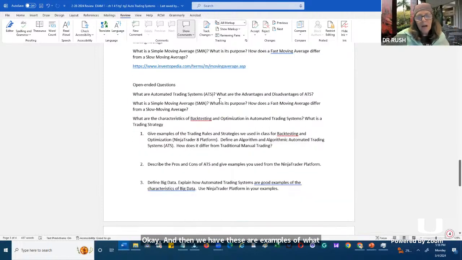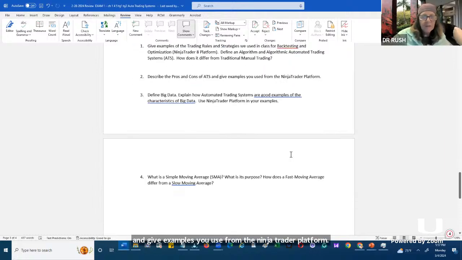What are automated trading systems? What are the advantages and disadvantages? What is a simple moving average? What is its purpose? What are the characteristics of backtesting and optimization in automated trading systems? Give examples of trading rules and strategies we used in class for backtesting and optimization. Define an algorithm and algorithmic automated trading systems. How does it differ from manual? Describe the pros and cons of automated trading systems and give examples you used from the NinjaTrader platform. Define big data. And here's about the simple moving average.